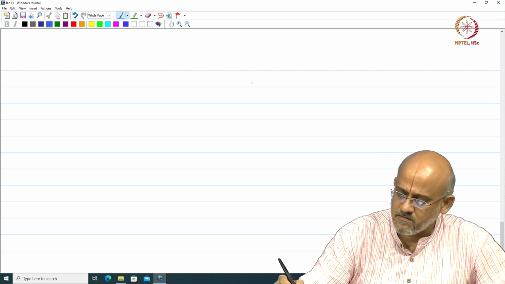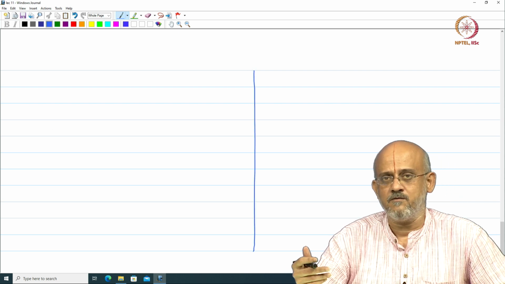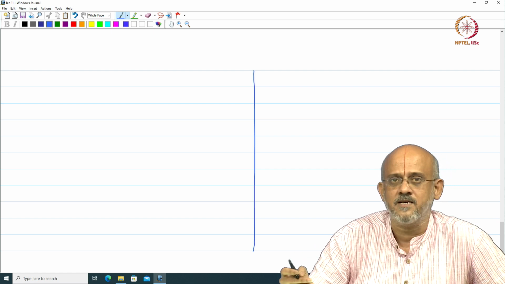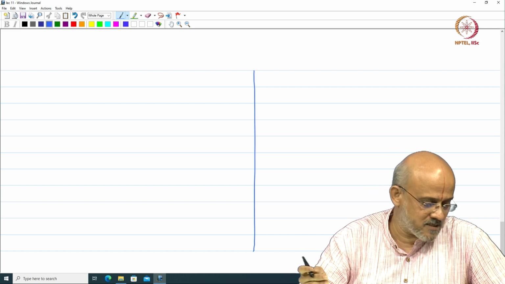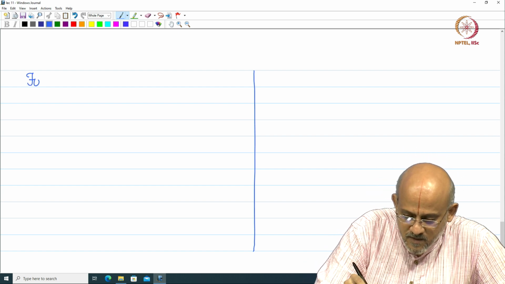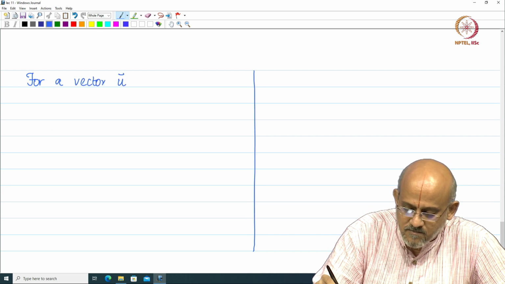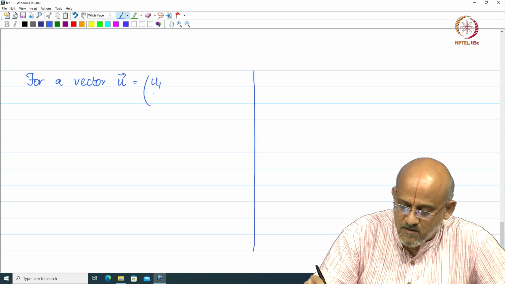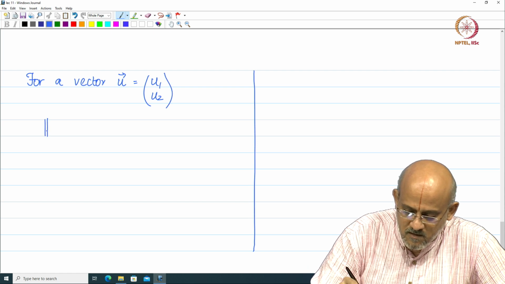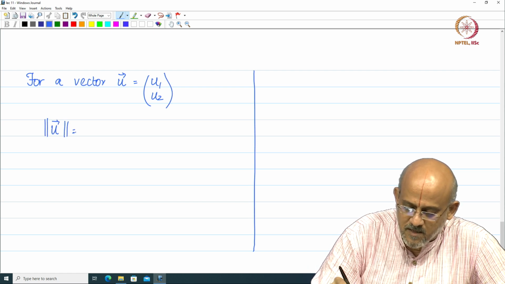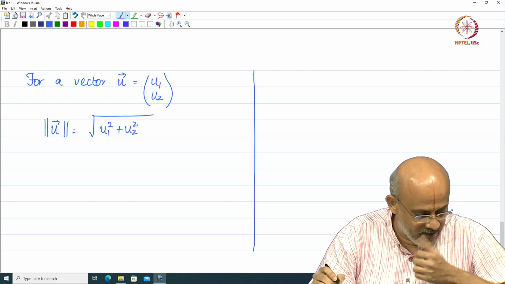Okay. Now, the next thing that we did is the moment we looked at the idea of a vector, we looked at the magnitude or the length of the vector, which was given by Pythagoras theorem in case of vectors in 2D. So, for a vector u in 2D, u1, u2, the length of this vector u was given by Pythagoras theorem, which is square root of u1 squared plus u2 squared. This is what we had.